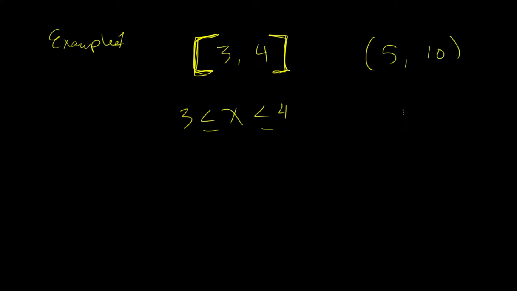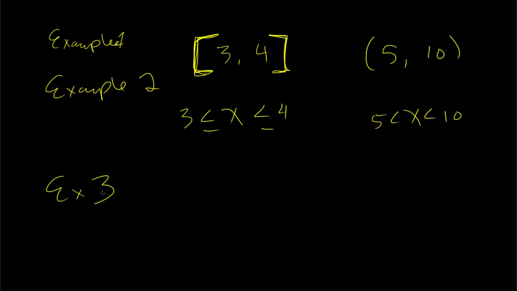If we had something like this, it would be x is in between 5 and 10, and since those are parentheses, we don't have the equal to lines underneath the inequalities. So once again, example 1 and example 2, that's the extent that I want you to understand. So moving on to example 3, we'll actually go through this one.